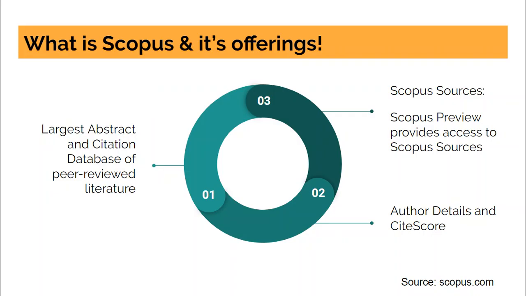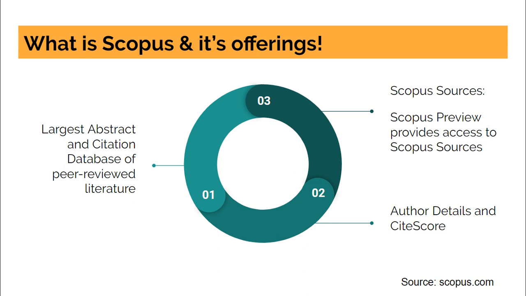Before going into that, first we will see what Scopus is and its offerings. Scopus is the largest abstract and citation database of peer-reviewed literature, including journals and conference proceedings. It has author details. You can search about authors, and you can see the CiteScore, which is powered by Scopus, for all the journals that are indexed in Scopus. And thirdly, you can search about various sources. You can preview the Scopus sources, which provides access to Scopus sources.